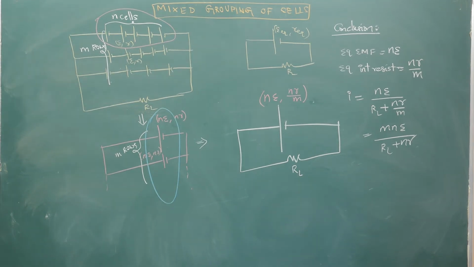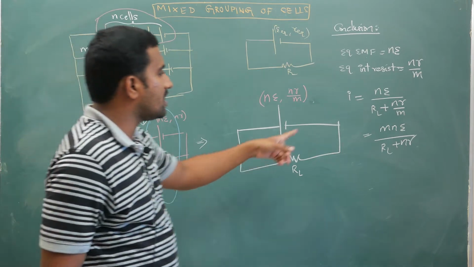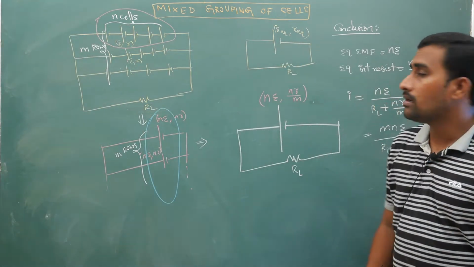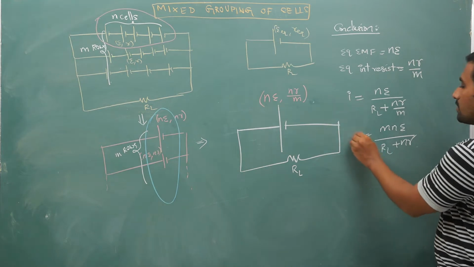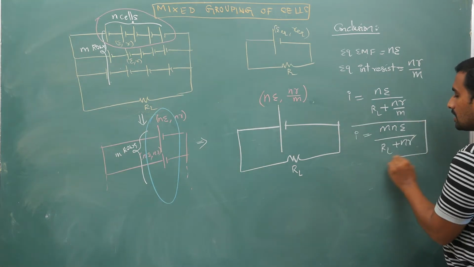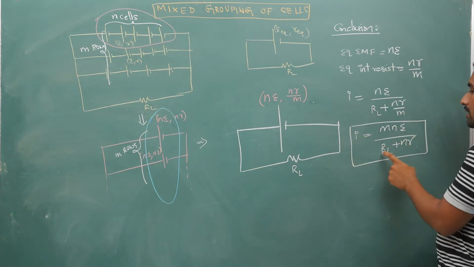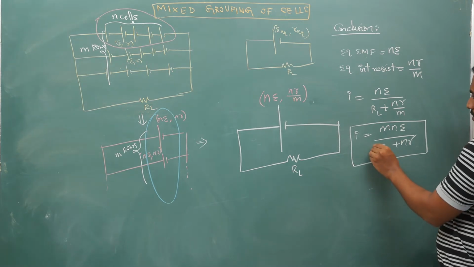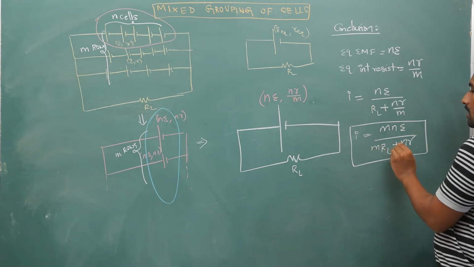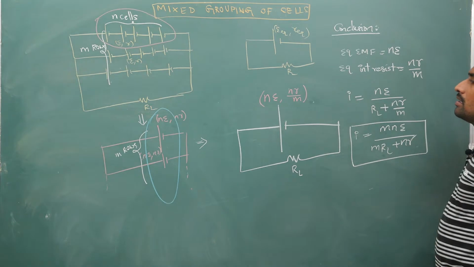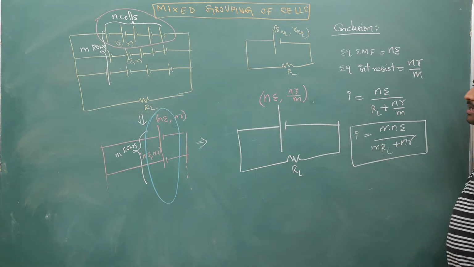Okay, so we'll continue where we have left off. So here we are getting your current in parallel circuits to be this much, where your final current is M into N into E by R load plus, okay, M times R load plus N times small r. So this is your mixed grouping of cells.